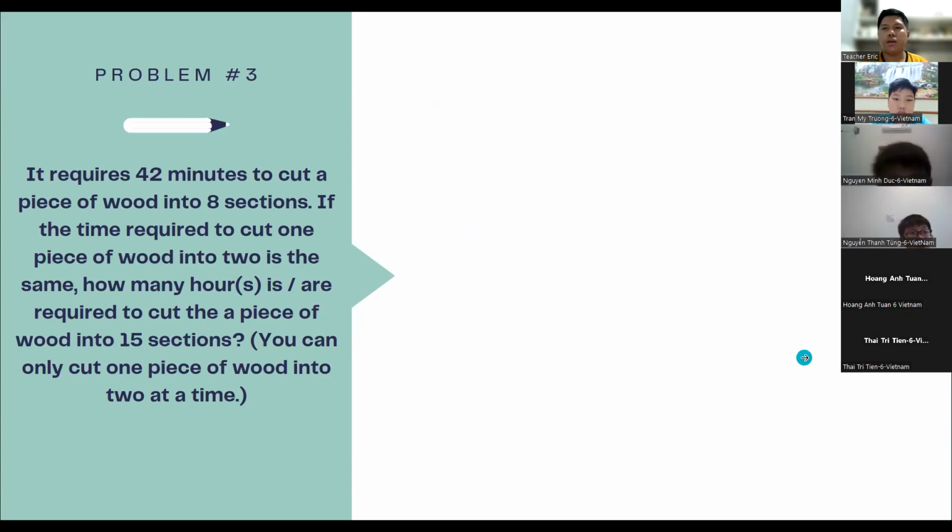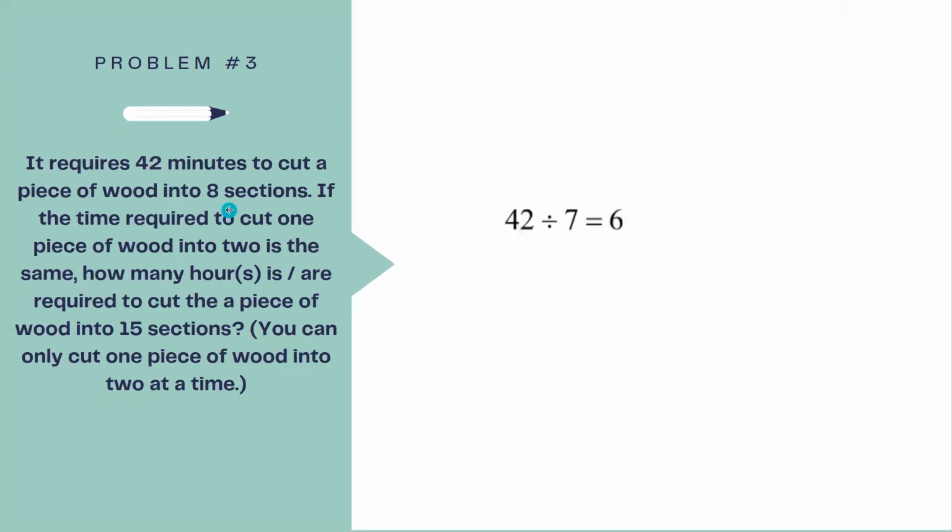For this one, since we're given 42 minutes to cut a piece of wood into 8 sections, we have 8 pieces. But in cutting a wood, in order to get 8 sections, we need to have 7 cuts. So meaning, if we have 42 minutes to cut a piece of wood into 8, we have 42 divided by 7 cuts. So in every cut, we take 6 minutes. Okay? So the question is, how many hours are required to cut a piece of wood into 15 sections?